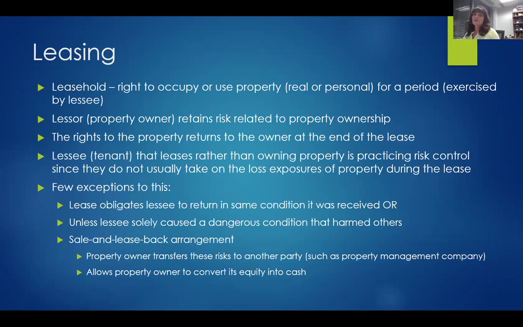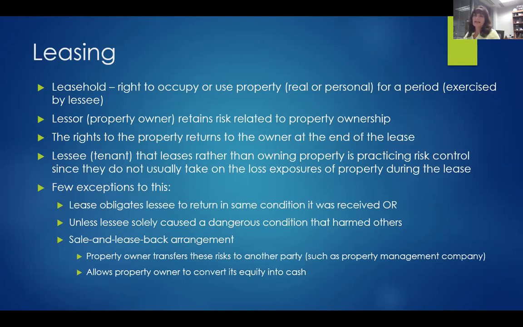So the lessor, the one who owns the property, retains that risk associated with their property. Meaning if it burns to the ground, it's their property, they've insured that property, and they're the ones who are going to be harmed by the loss of that. Even though in your agreement you may have some kind of arrangement where you help fund that, in reality, they're the ones who are going to take the biggest hit.